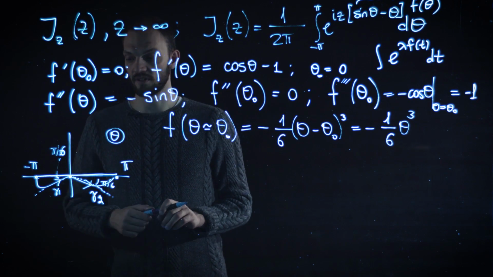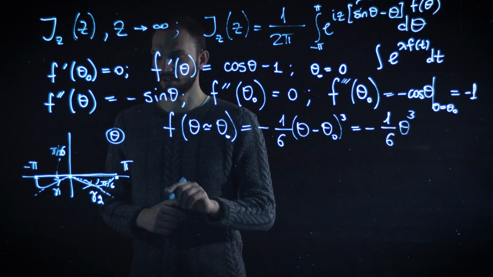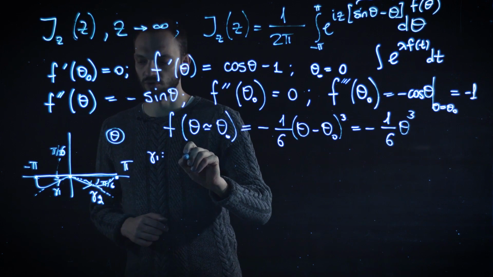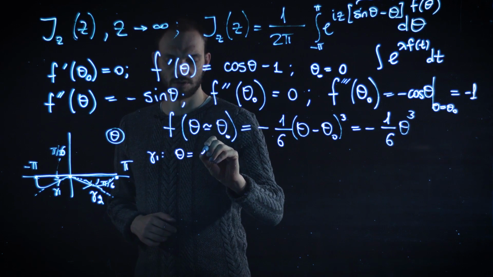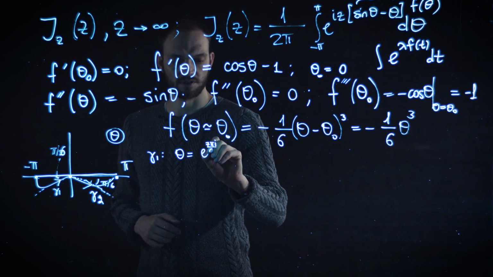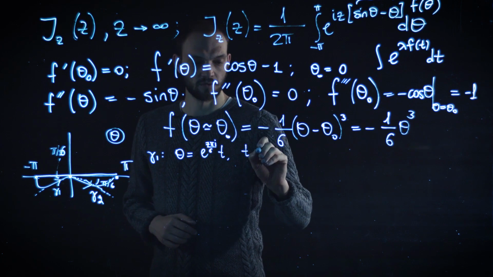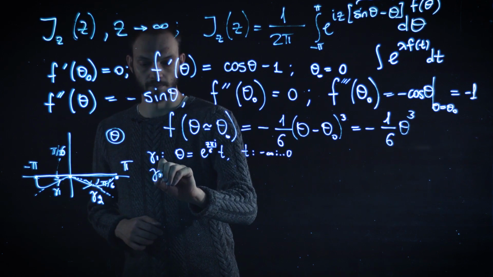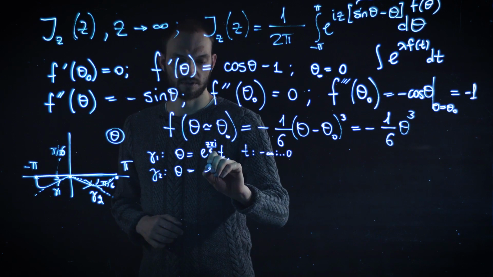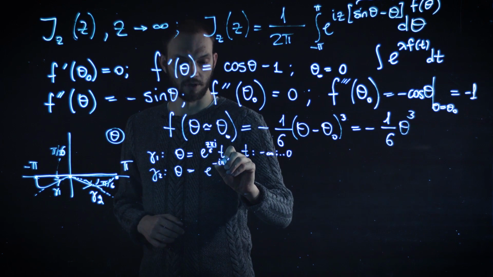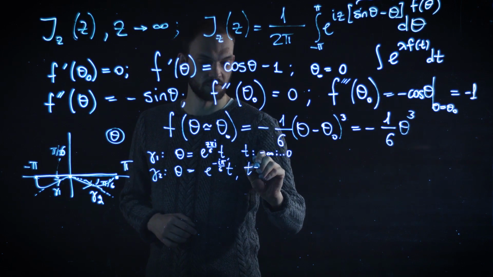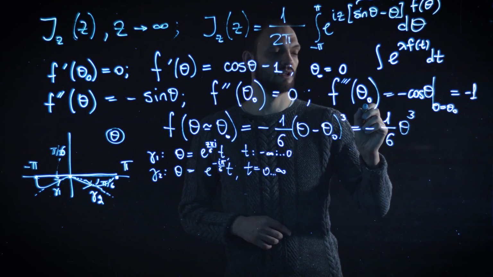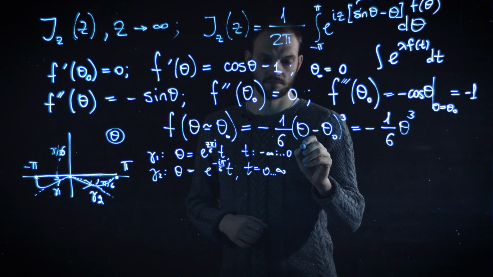So after we have realized how the contour should look, let us parameterize each part of the contour. So at the gamma 1 part, we would write theta equal to exponent of 7 pi I over 6 times t, with t going from minus infinity to 0. And at gamma 2, we would write theta equals exponent of minus I pi over 6 times t, with t going from 0 to infinity. With this in mind, let us see how the expression in the exponent modifies.